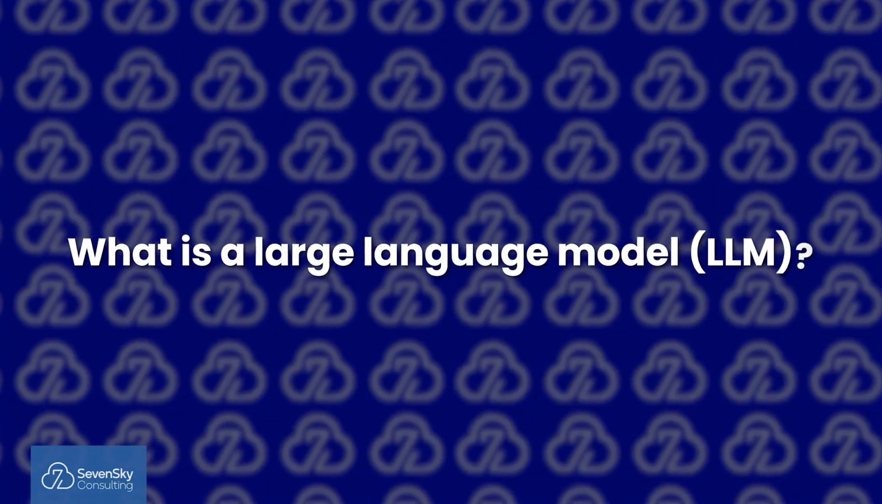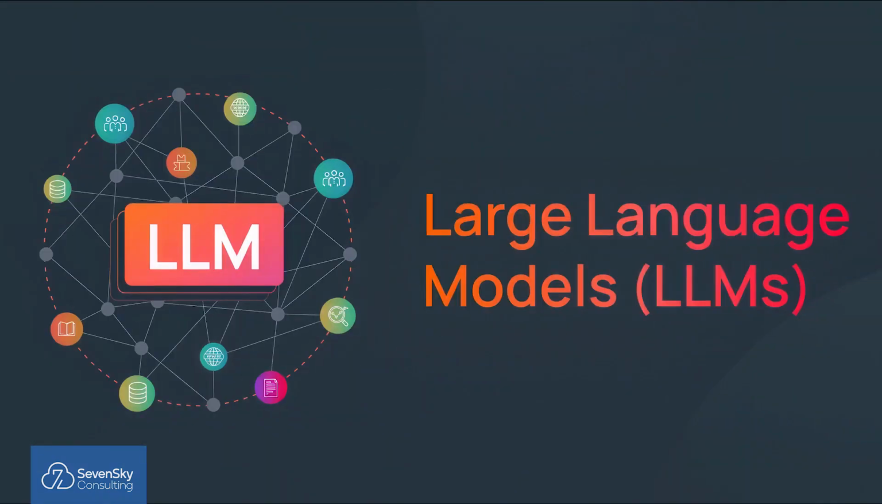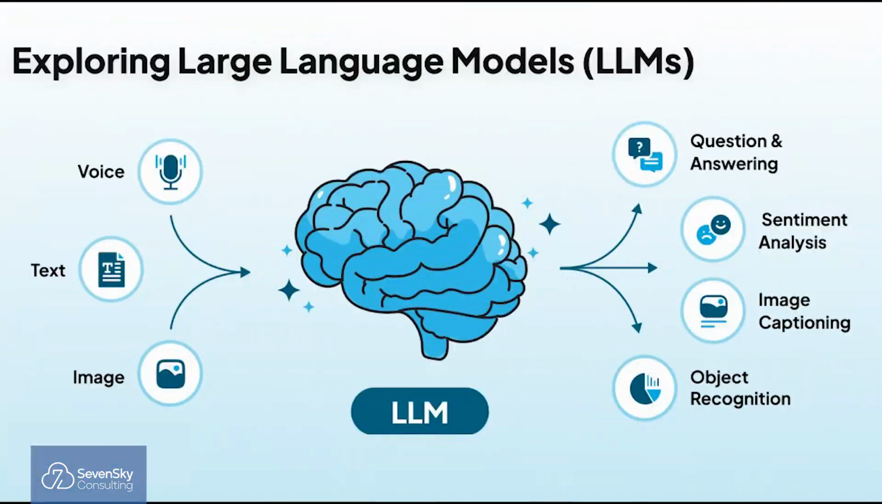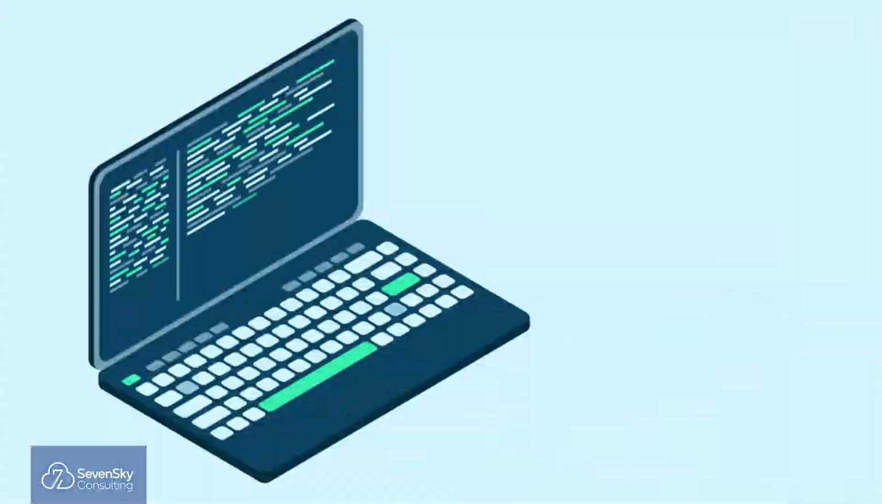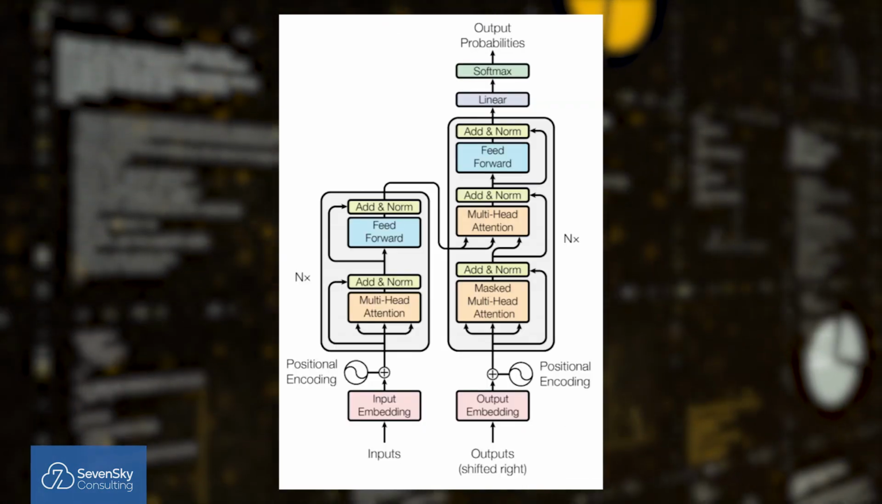What is a large language model, LLM? A large language model, LLM, is a type of artificial intelligence program that can recognize and generate text, among other tasks. LLMs are trained on huge sets of data and are built on machine learning, specifically, a type of neural network called a transformer model.